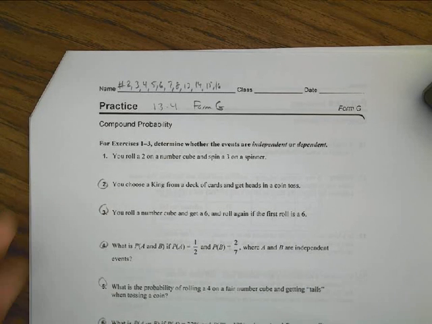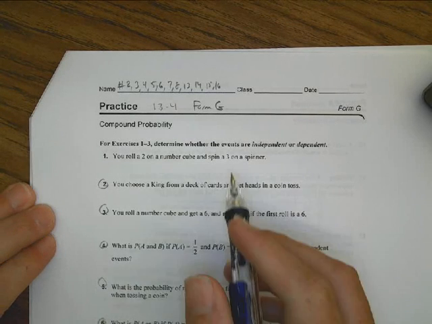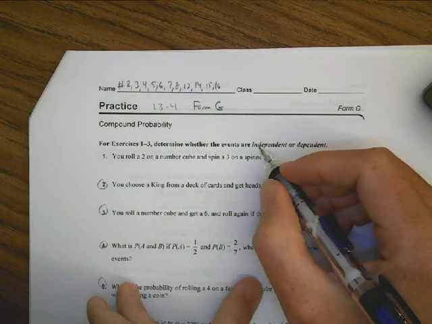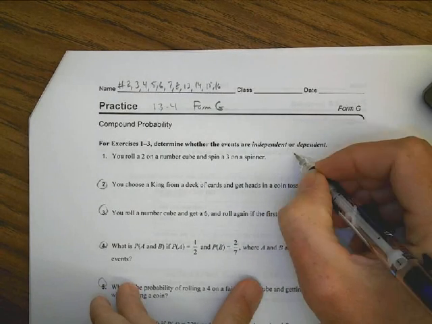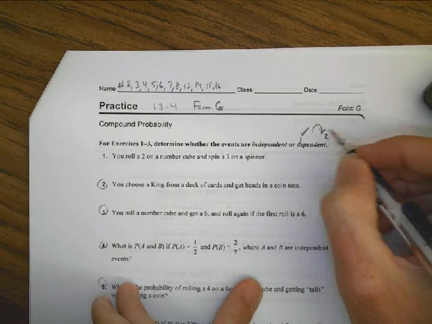This is Math 2, Unit 13, Lesson 4, Form G. Looking at some homework help today for you guys here, looking at independent and dependent events. The big difference here is independent means they are not connected. Dependent means whatever happens to the first will impact the second. So whatever happens to one impacts the second.